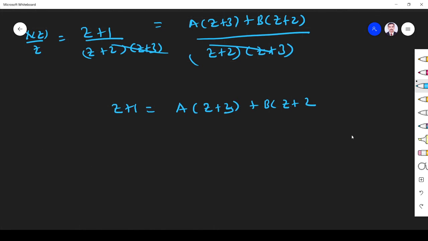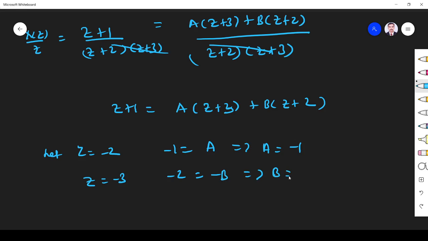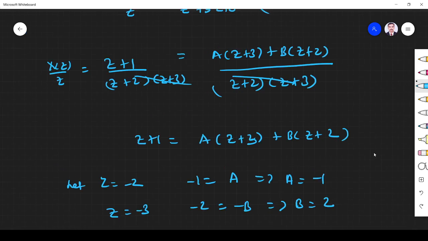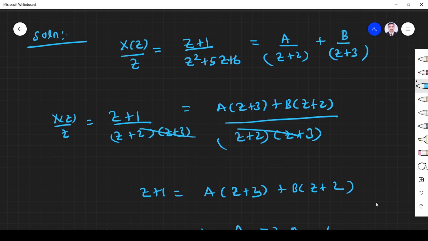Okay, so if I put z is equal to minus 2, z plus 1 will be minus 1. Minus 1 is equal to minus 2 plus 3A, here B term is 0. So this implies A is equal to minus 1. If I substitute z is equal to minus 3, it will be minus 3 plus 1, minus 2. This will be 0, minus 3 plus 3 is 0, minus 3 plus 2, minus 1, so minus B. So this implies B is equal to 2. So now A is equal to minus 1, B is equal to 2.